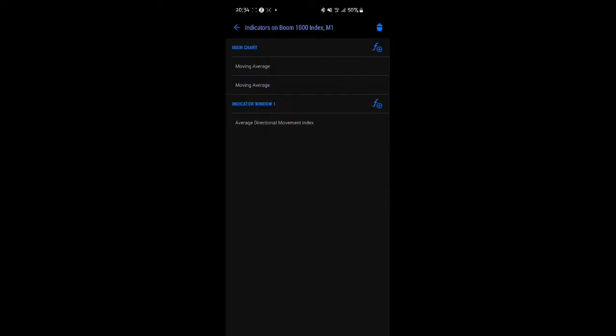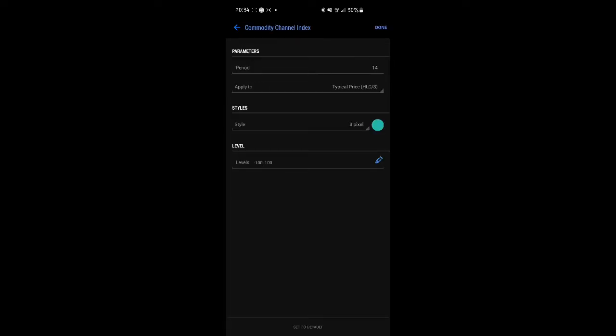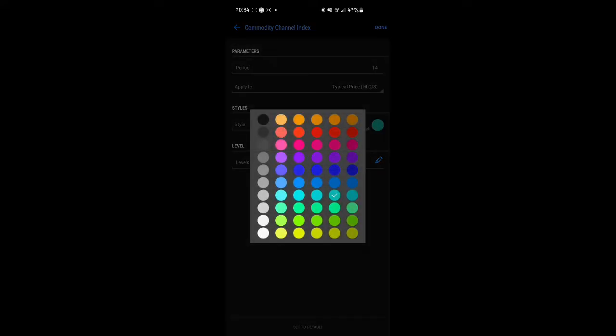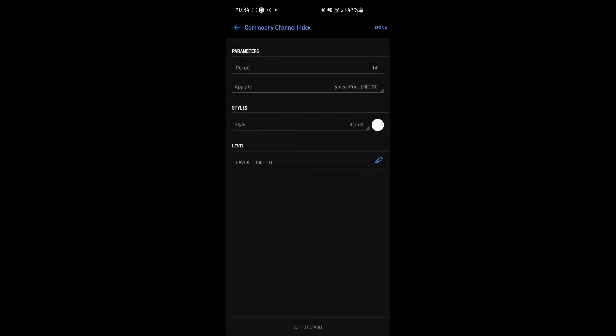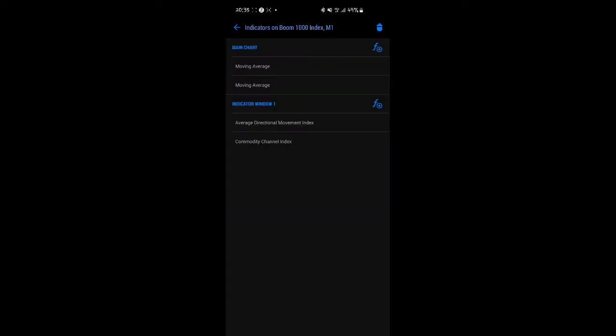Now you go back to your indicators tab. On the first indicator window, you're going to find the next indicator, the commodity channel index. Now your period is going to be period 14. It's typical. Your style is going to be white, 2 pixel. Now the levels, leave the levels as they are. Click done.